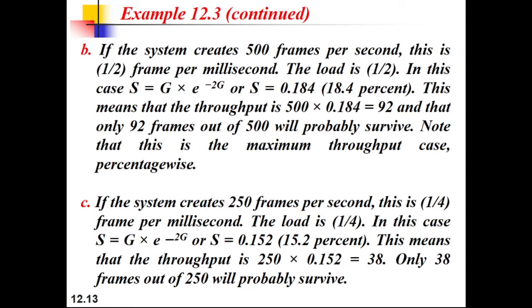And if it is 500 frames per second, this is half frame per millisecond. Okay, so the load is 1 by 2, and we will get the value of S is equal to 0.184. That means the value of G is actually half. So the throughput is 500 into 0.184, that is 92, and that means only 92 frames out of 500 will probably survive. Okay, so in this way we can calculate the throughput for different number of frames.